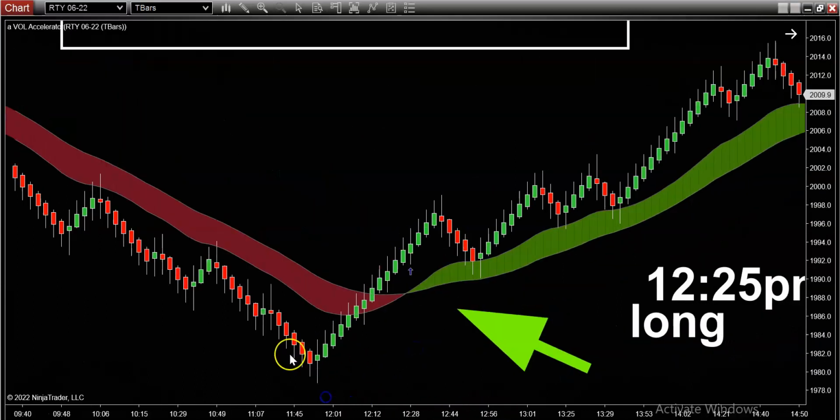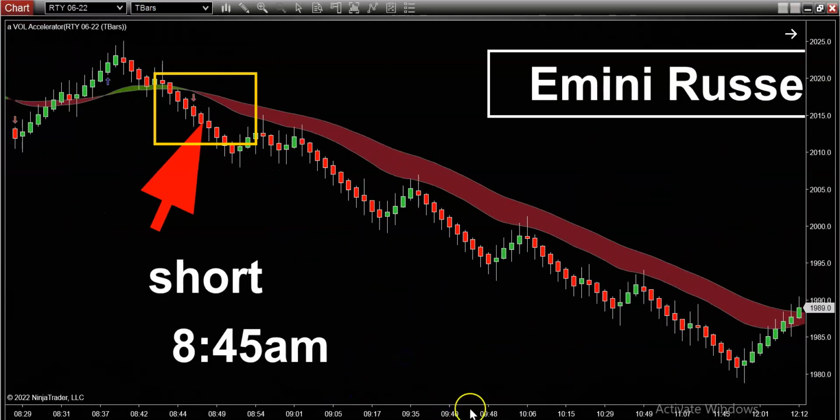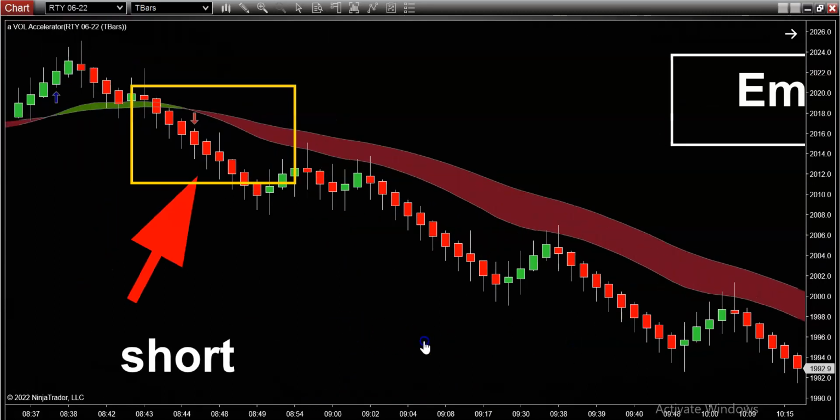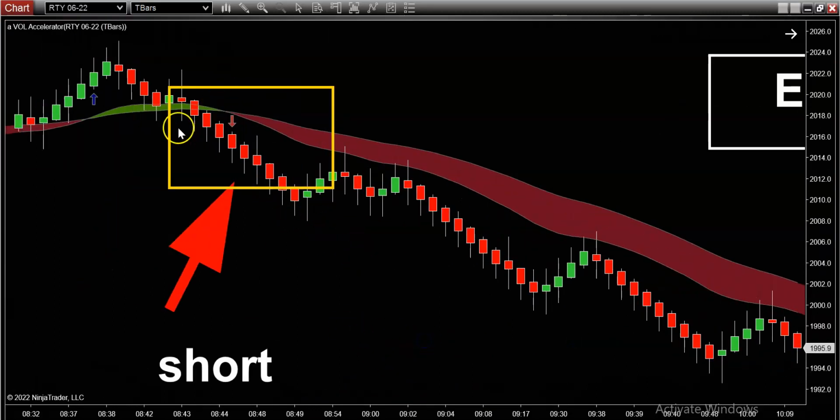Let's do a laser focus on the short from this morning. You guys see how this volume indicator turned from green into red. There was actually one losing trade for probably 20 ticks, so we're starting off at minus 20 ticks. And then, wouldn't you know it, the volume indicator turns red.